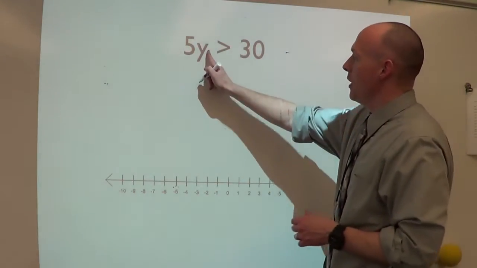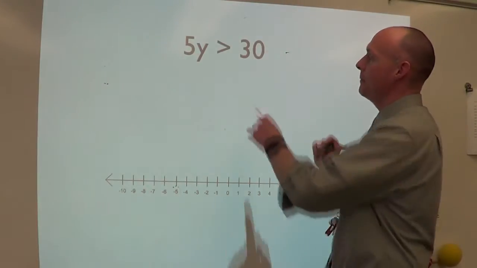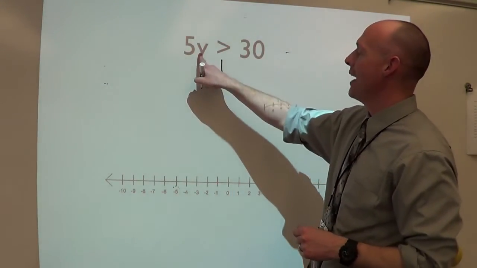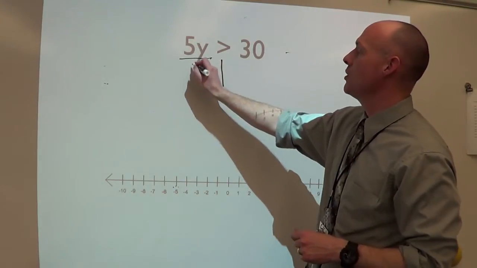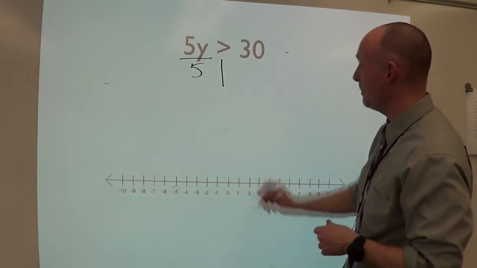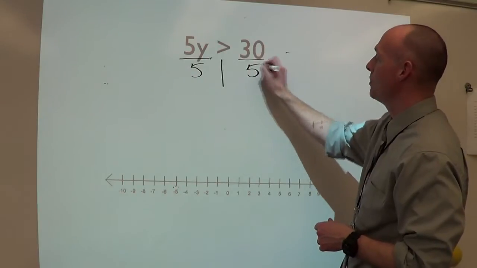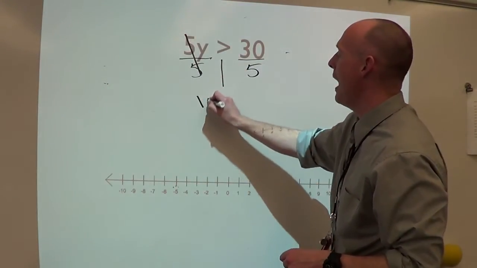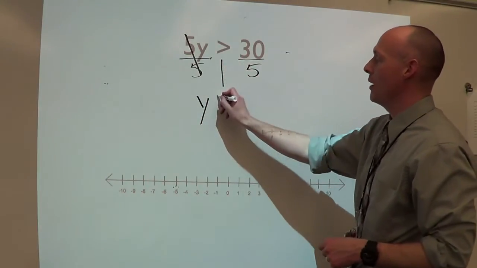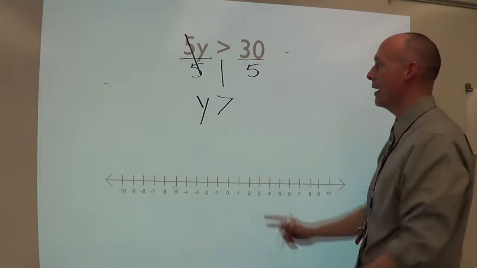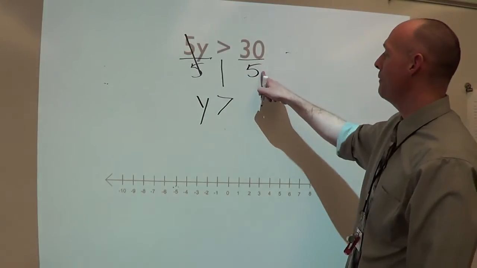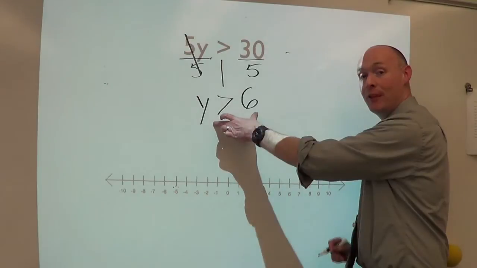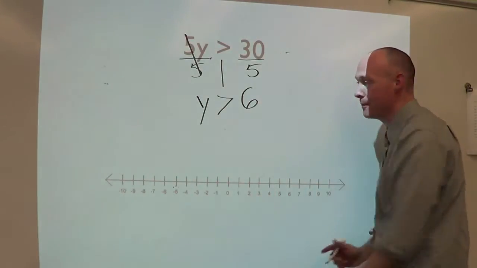Ready? Here I have 5 times y is greater than 30. So I start here. Y is on this side. I look at what the inverse is. The inverse is division. Divide by 5 on both sides. These two will cancel, leaving me with y. Bring down my inequality. In this case, it's greater than 30 divided by 5, which is 6. Perfect. Now that we have this information, we use it to graph.